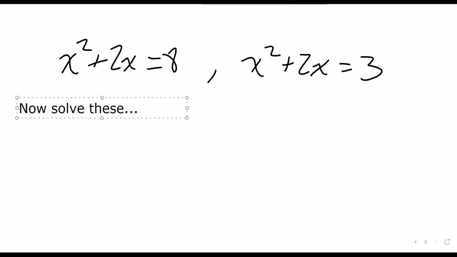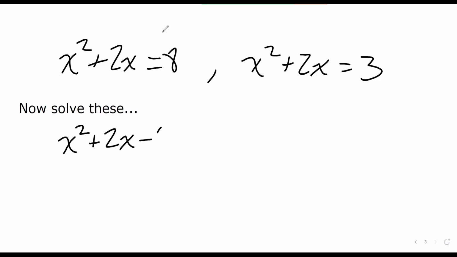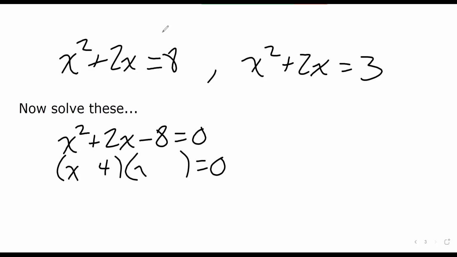How you solve them depends upon the types of equations there are. These are both quadratic equations. So now we're going to do more quadratic equation stuff, like moving the 8 to the left so we can get it equal to 0. Factoring this, do you know what x squared plus 2x minus 8 factors into? 4 and 2. Some version of 4 and 2. I need pluses and minuses.